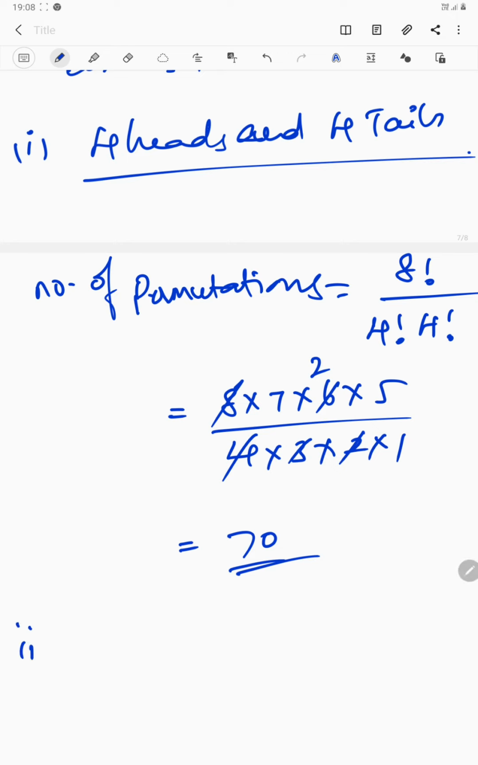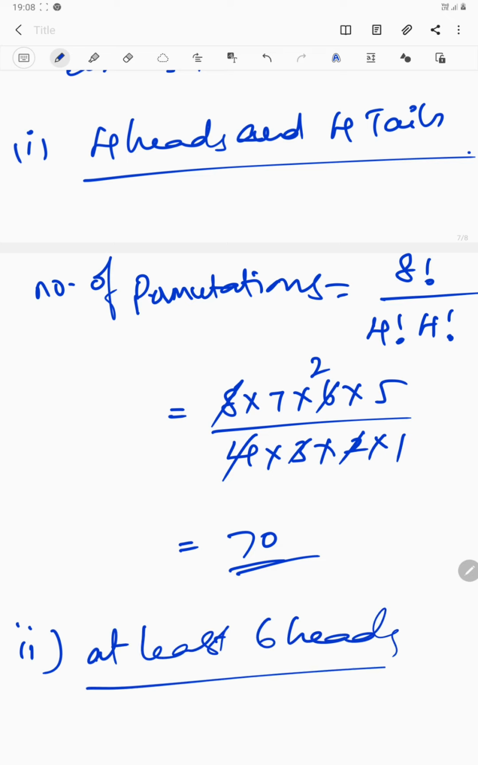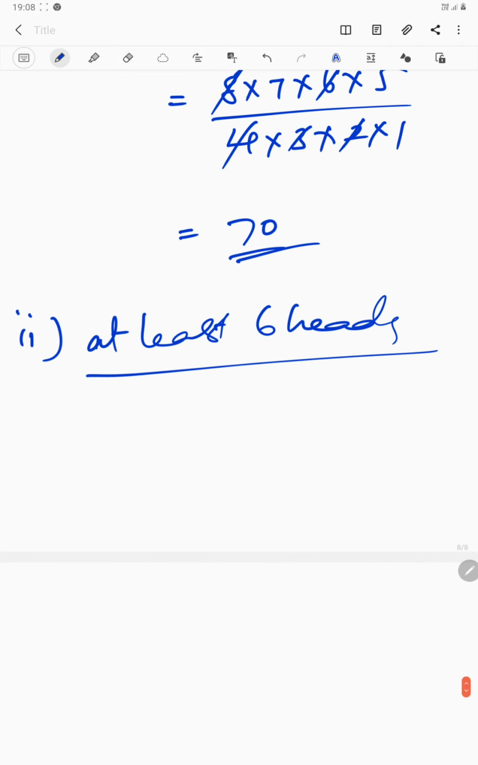The second one is at least 6 heads. What is the meaning of at least? At least means minimum 6 होना चाहिए और आपका tosses 8 है. So what are the possibilities here?